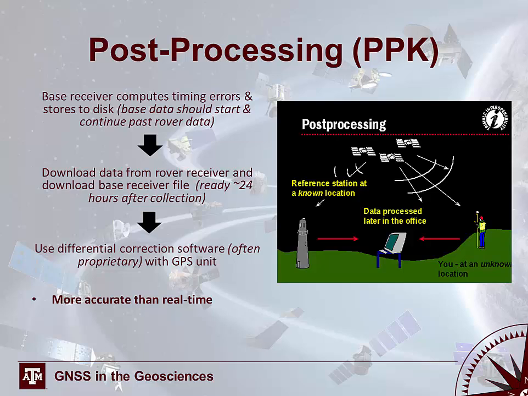Post-processing kinematic surveys, or PPK surveys, are ones where the base station computes the timing errors and stores those to a disk. So instead of transmitting those in real time, you take that stored data and download it from the roving and the base station receiver, and the software, which is often proprietary unfortunately, is going to compute a correction factor from the base station and apply it to your roving GPS coordinates. PPK surveys are actually more accurate than RTK surveys, simply because the volume of data used to calculate your average location or that correction factor is larger in a post-processing survey.